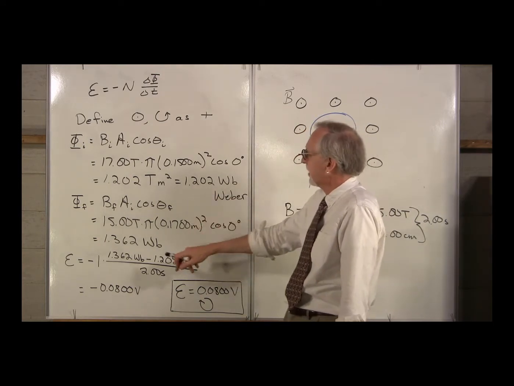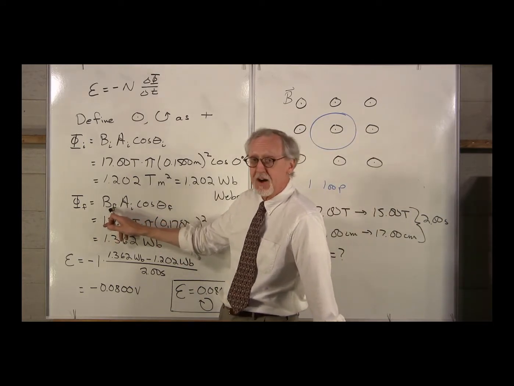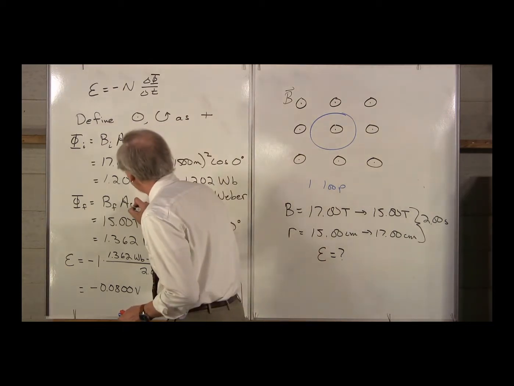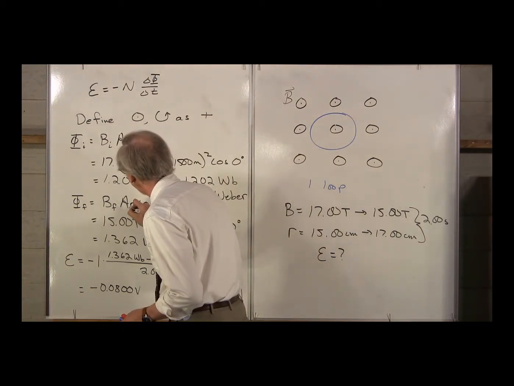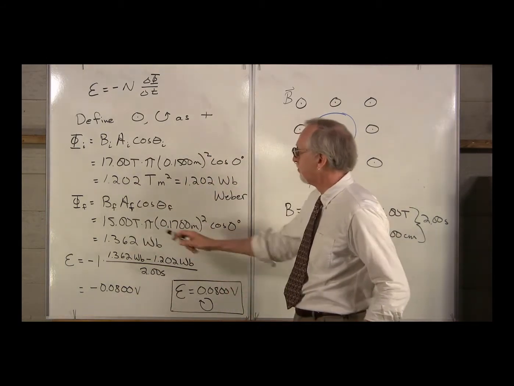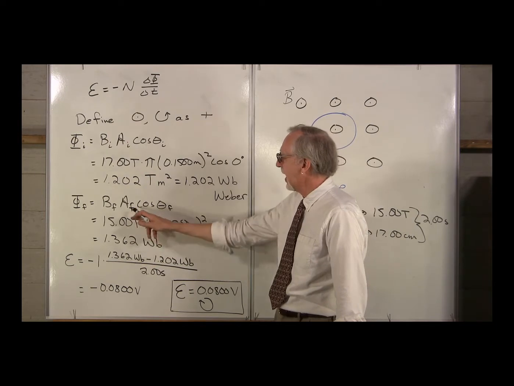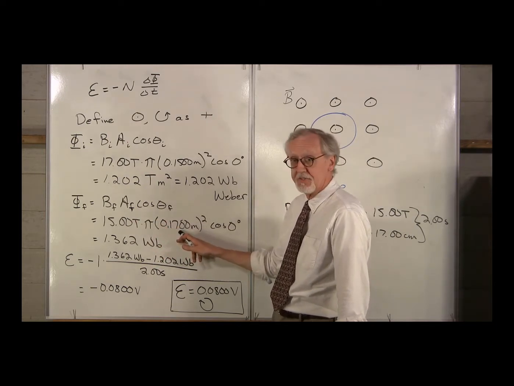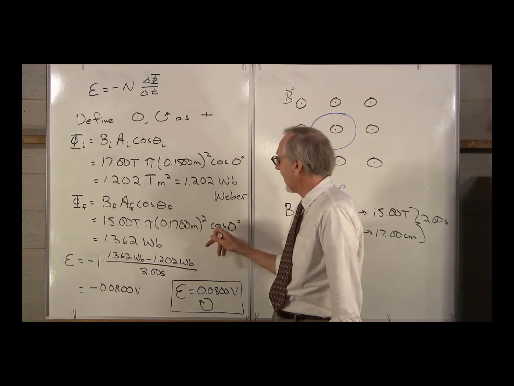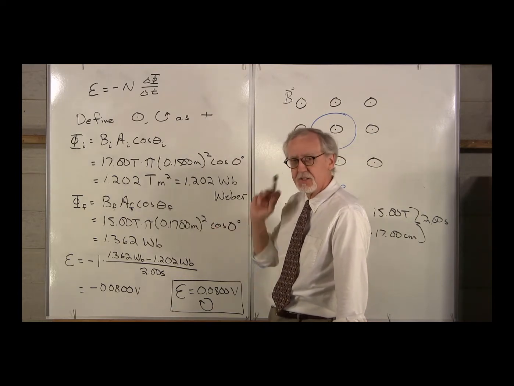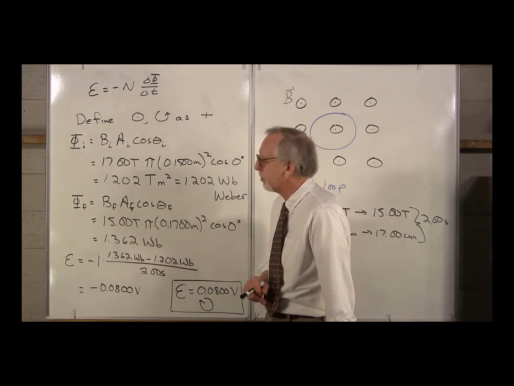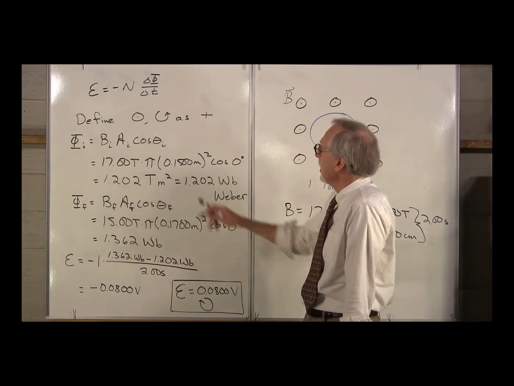What is the final flux? The final flux will be B final, A final, cos theta final. What is B final? 15 Tesla times A final, pi times the final r squared, which is 0.17 meters squared. Again, theta is still 0. The direction is not changing, so theta final is 0. Multiply that out, we get 1.362 Weber.